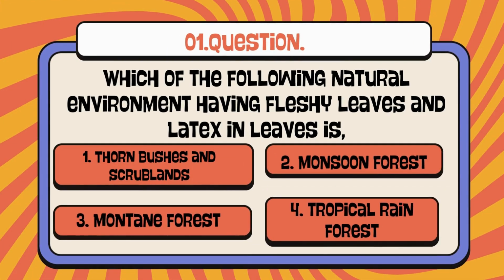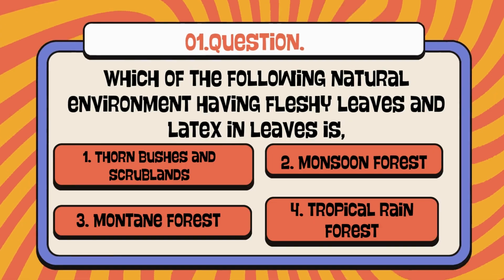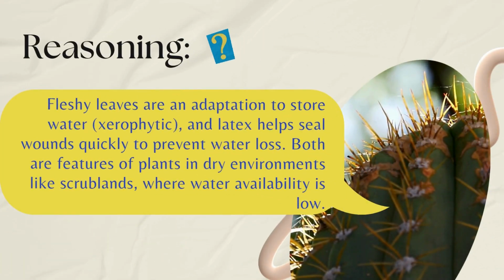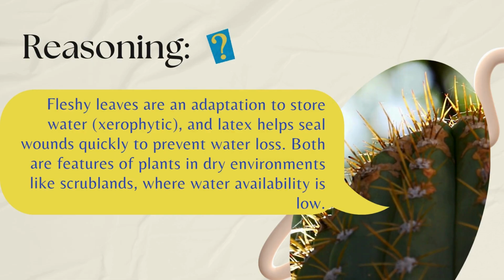Question: which of the following natural environments has fleshy leaves and latex in leaves? Thorn bushes and scrublands, monsoon forest, montane forest, tropical rainforest? Answer: 1. Thorn bushes and scrublands. Reasoning: fleshy leaves are an adaptation to store water, xerophytic, and latex helps seal wounds quickly to prevent water loss. Both are features of plants in dry environments like scrublands, where water availability is low.